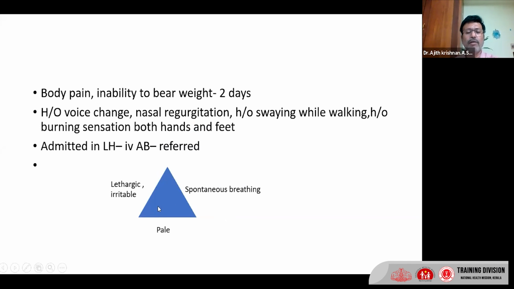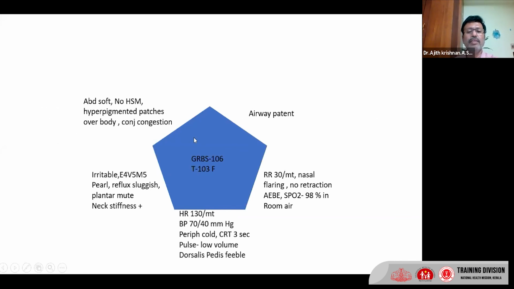On the pediatric assessment triangle, the child was lethargic, irritable, and spontaneous breathing was present, but the child was pale. And this is the actual record. All these things were recorded by our residents. The airway is patent. Respiratory rate is 30 per minute for an 11-year-old child, definitely tachypnea. Nasal flaring is there, but there is no retraction. And the SpO2 is 98% in room air.